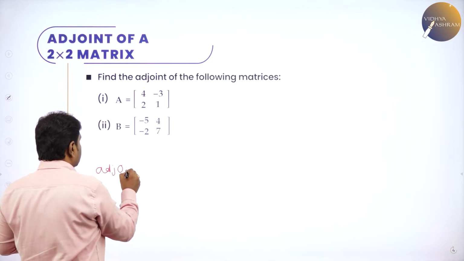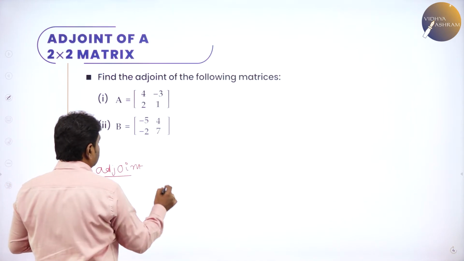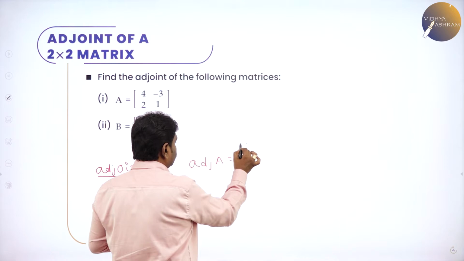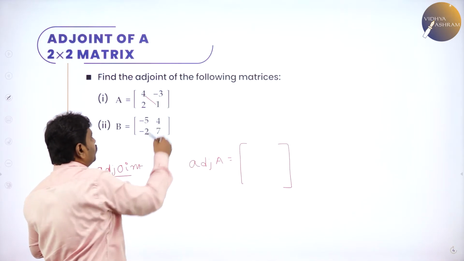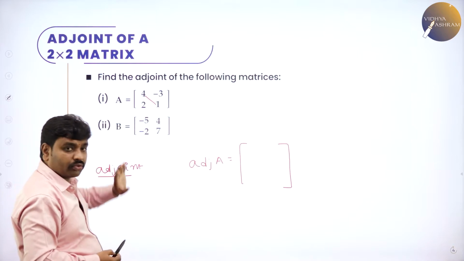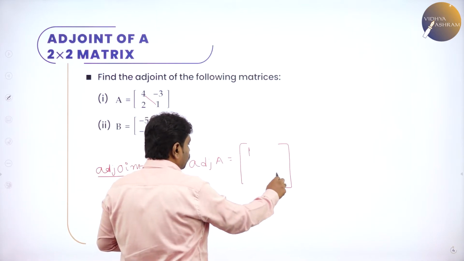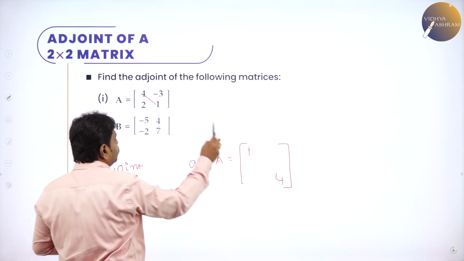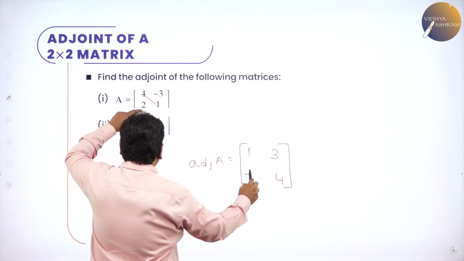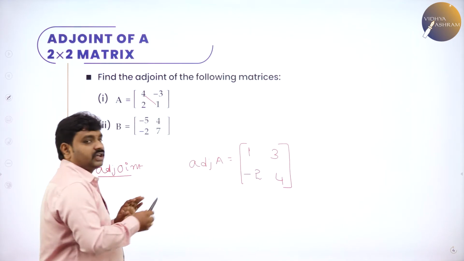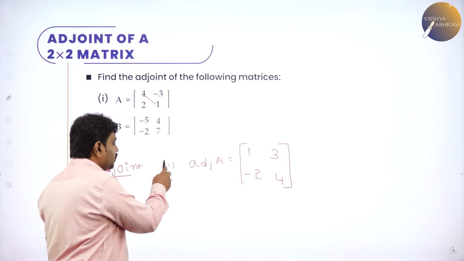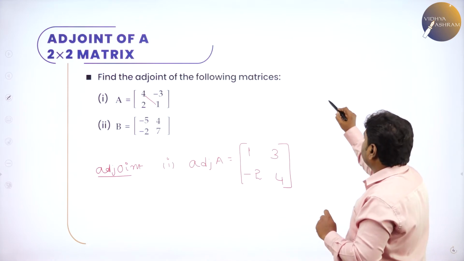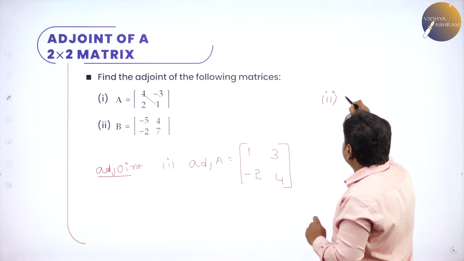So now, adjoint of A. How to find the adjoint? We represent it as ADJ. ADJ is the short form of adjoint. Adjoint of A is equal to: interchange the principal diagonal. So in the place of 1 put 4, in the place of 4 put 1. So it will become 1 here, 4 here. Change the sign of the secondary diagonal. So this negative 3 becomes positive 3 and positive 2 becomes negative 2. So I wrote the adjoint of A. The first problem is done. Any doubts? Now the second problem. In the second problem, they want you to write the adjoint of B. Now you can do this easily.